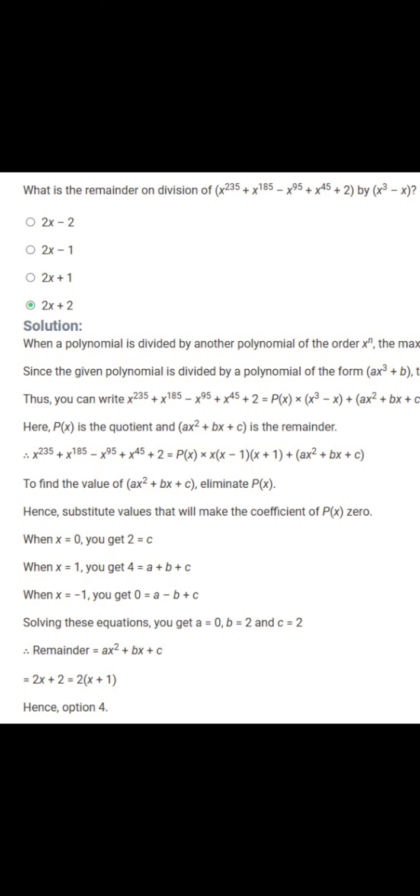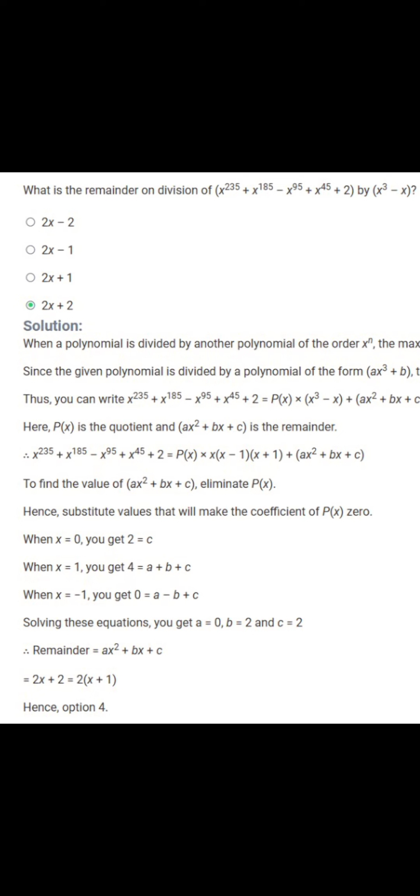So now solving these three equations, we can easily get the values of a, b and c as a equal to 0, b equal to 2 and c equal to 2. From x equal to 0, we already got the value of c as 2. So putting the value of c as 2 in the second and third equations, we can easily get the value of b as 2 and c also 2.